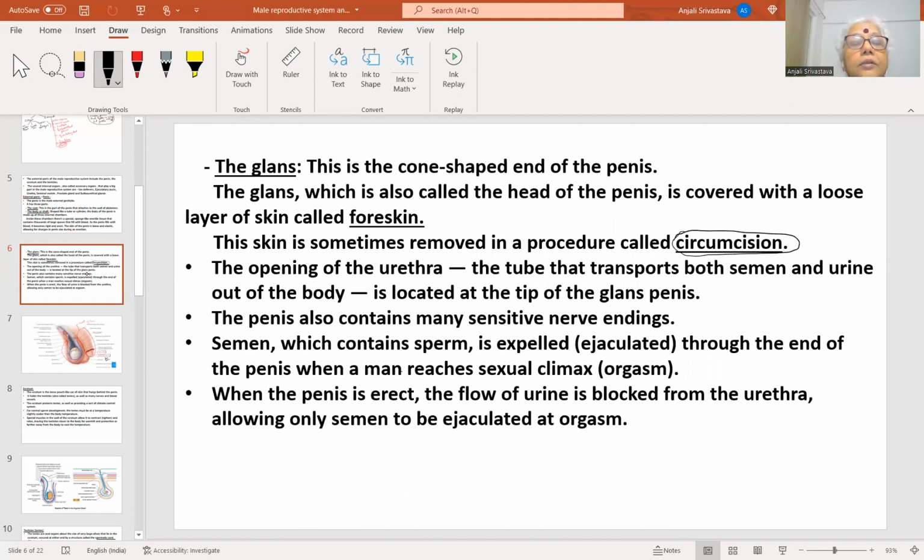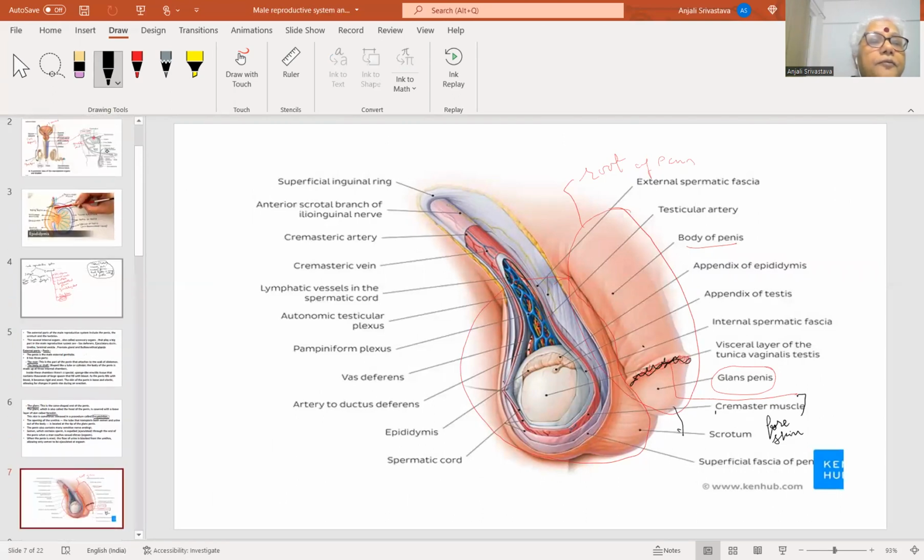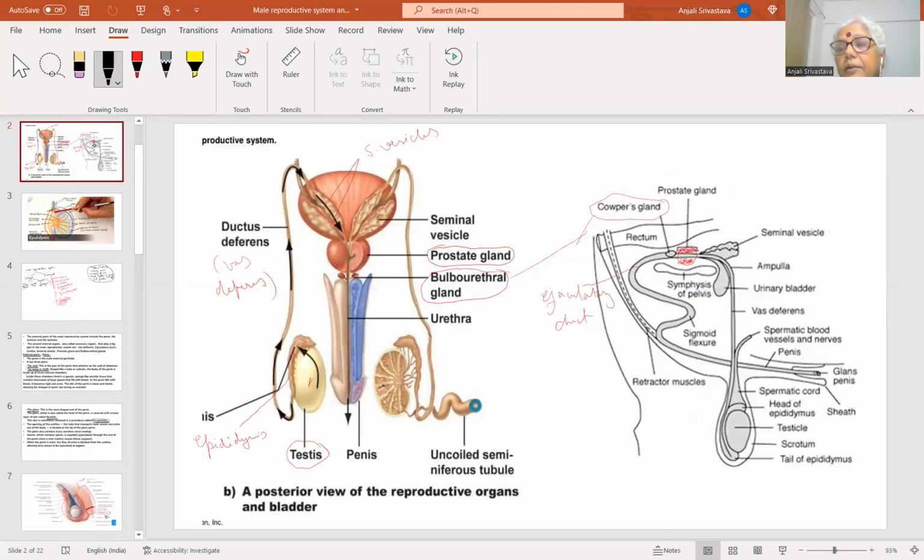Now the external structures also include the opening of the urethra, that tube that transports both semen and urine out of the body at the tip of the glans penis. And we have seen in the first structure, यहाँ से urinary bladder है, seminal vesicle है, prostate gland है, Cowper's gland है. इन सब की secretions with the upcoming vas deferens है.